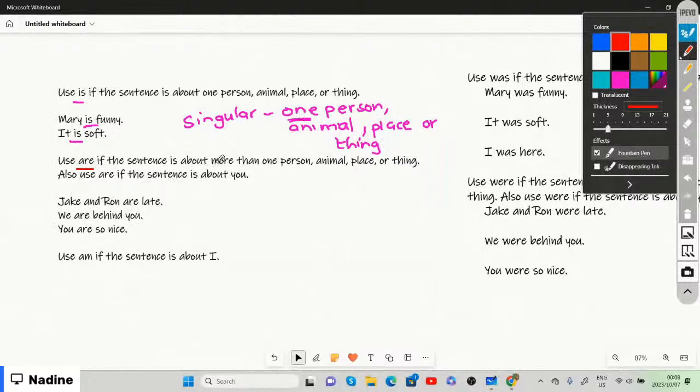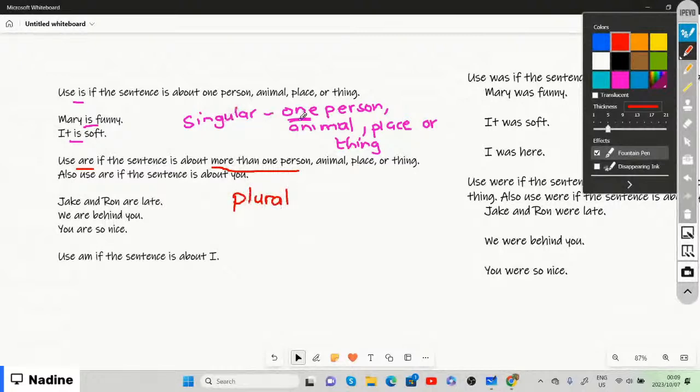if the sentence is about more than one person, more than one animal, more than one place, or more than one thing. Then we use are, right? So if more than one person, animal, place, or thing does an action, then we use are. We don't use is, right? And this we call plural.